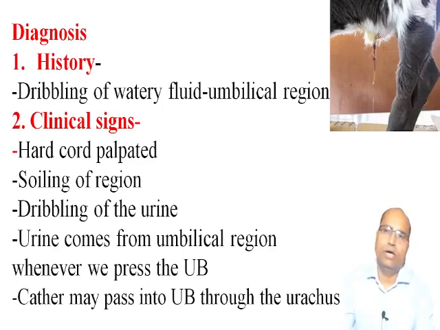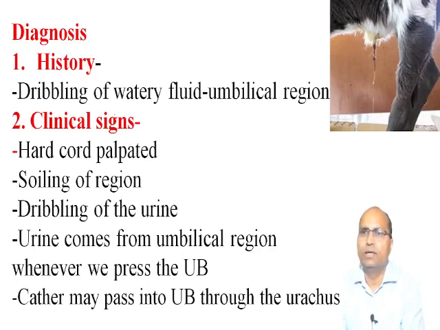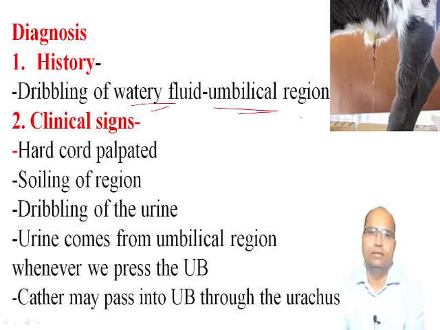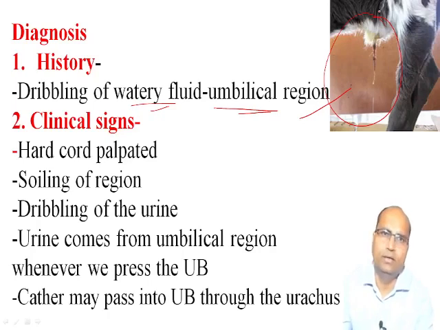Now we discuss diagnosis. Friends, in veterinary practice, diagnosis of Pervious Urachus is based on history, clinical signs, radiographic examination, and ultrasonographic examination. So first we discuss the history. In history, the dribbling of watery fluid from the umbilical region is reported or observed by the owner.